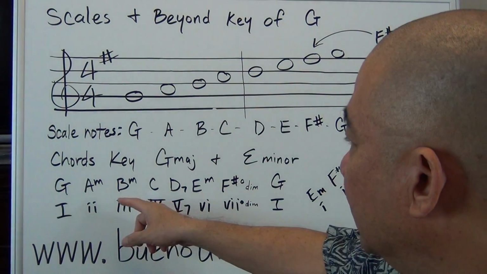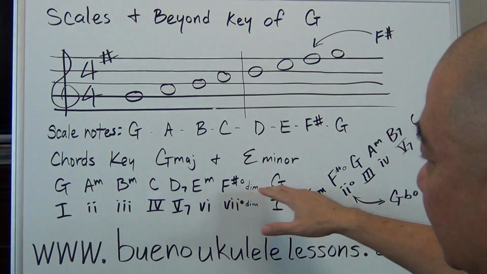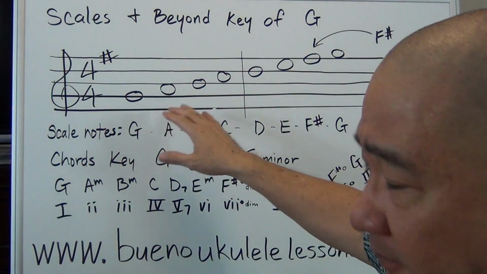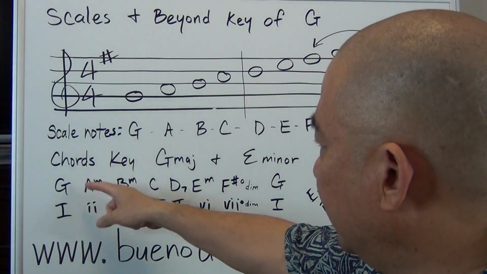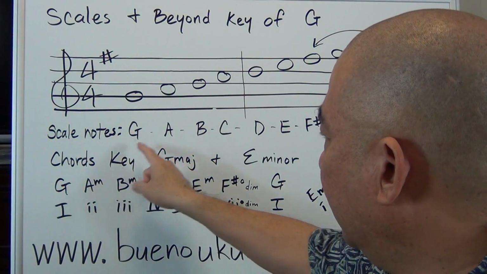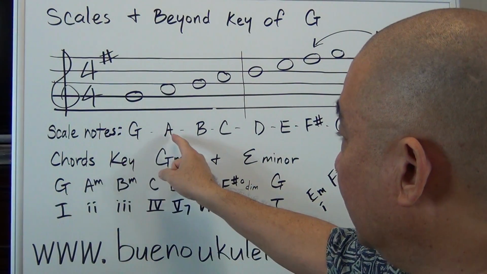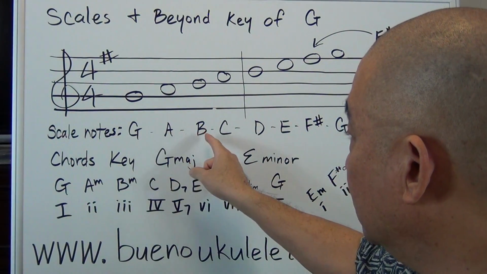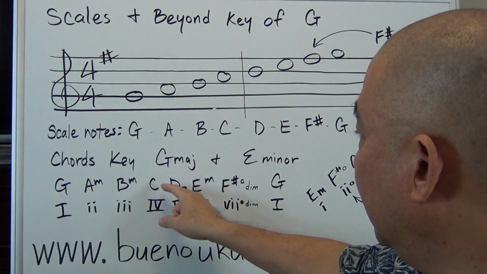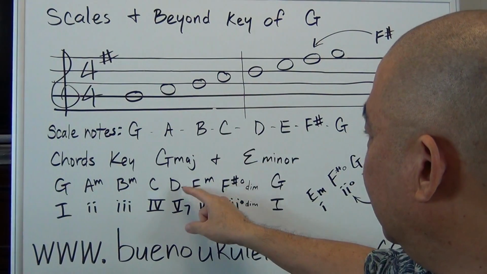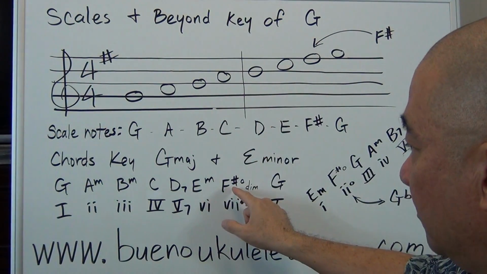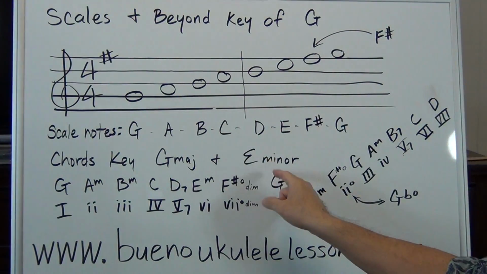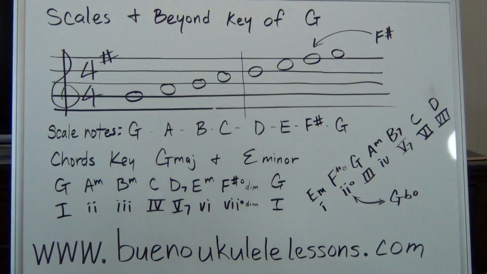And if you notice, the chord system corresponds to how the scale system works. Here's your G, that's a G. Here's your A minor chord, it's still an A. B minor chord, here's your B. C, D, here's your D. E minor, here's your E. F sharp diminished, here's your F sharp. Once again, G, and it lines up with the final G chord.